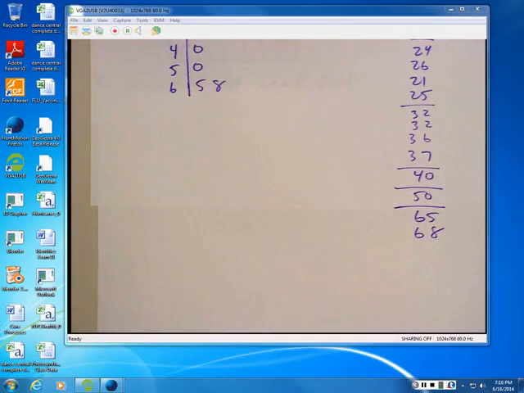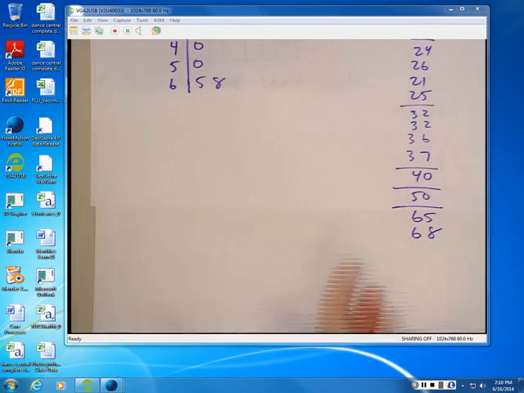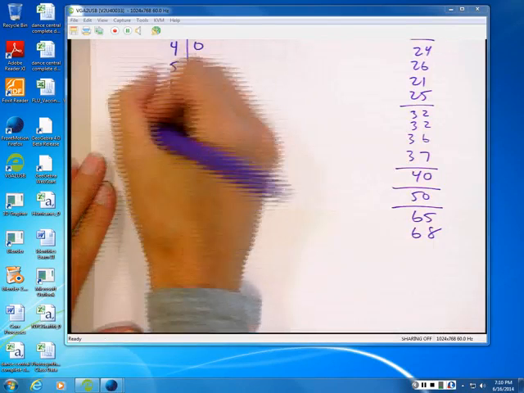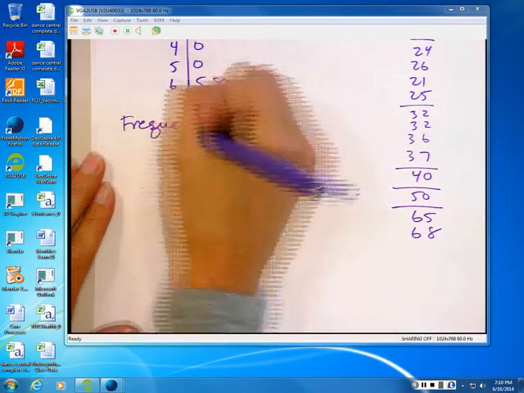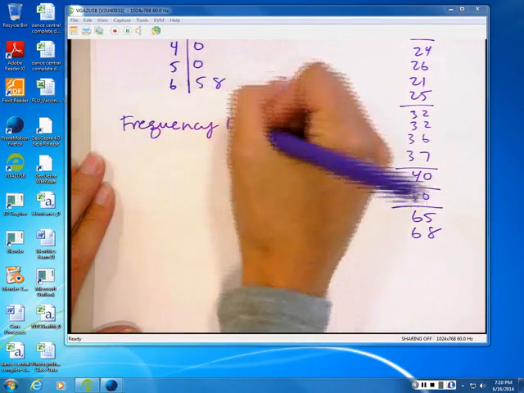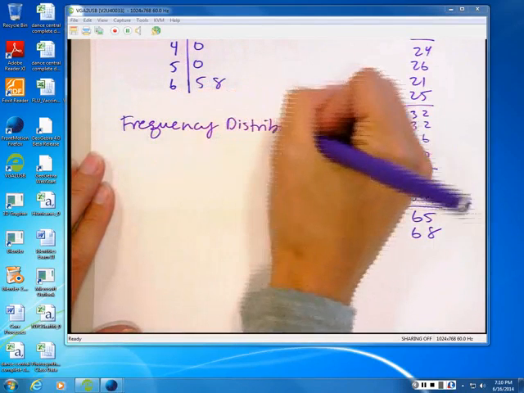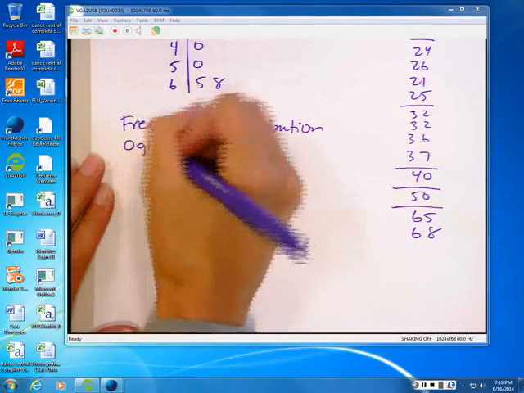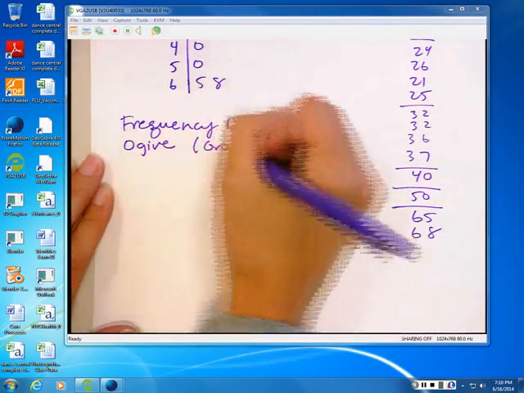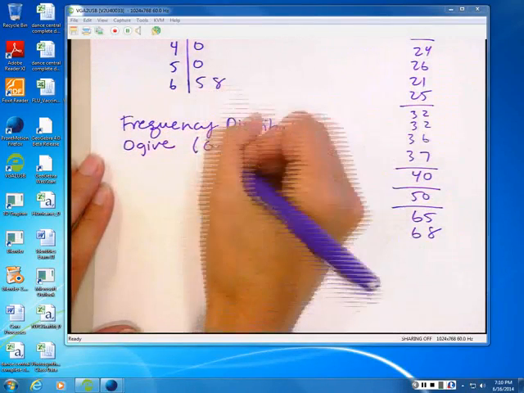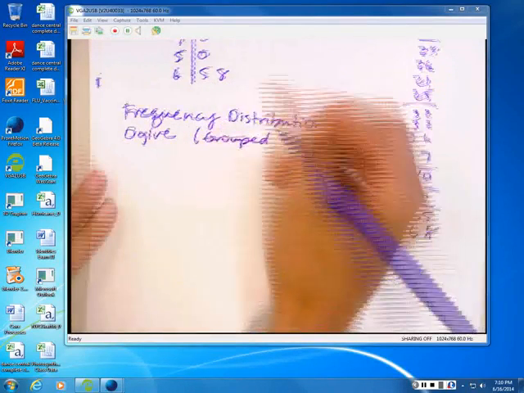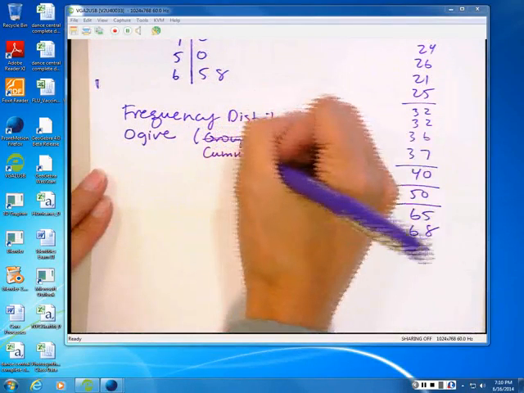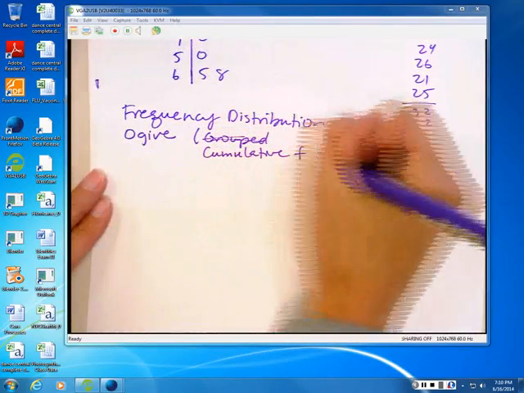There are several other displays of data. For this video I'm just going to do the scatter plot to finish off. But know that there's also, in case you come across it, go ahead and check in your book and read about it, the frequency distribution. There is the ogive, which is a cumulative frequency distribution. It's grouped, that's true, but it's cumulative frequency distribution.